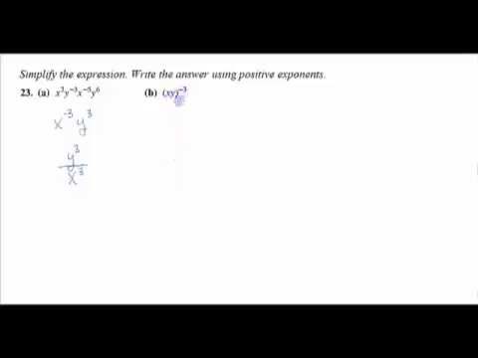Here, xy to the negative 3. We could do this a couple of ways. We could take the reciprocal, and then the exponent becomes positive. Then we have 1 over x cubed y cubed. Or we could go ahead and use the exponent right away and make it an x to the negative 3, y to the negative 3, which is the same as 1 over x to the positive 3, y to the positive 3.